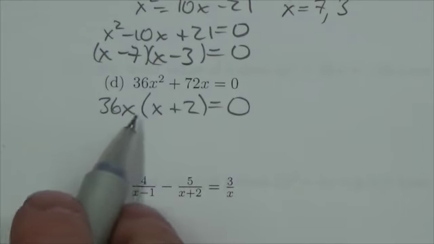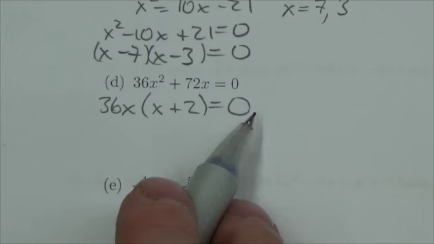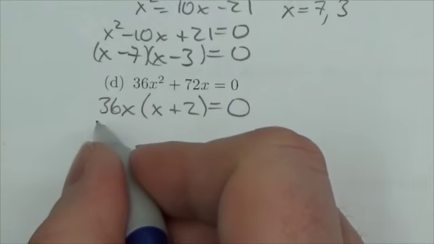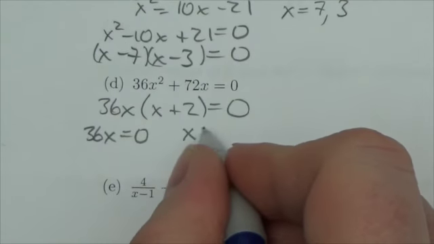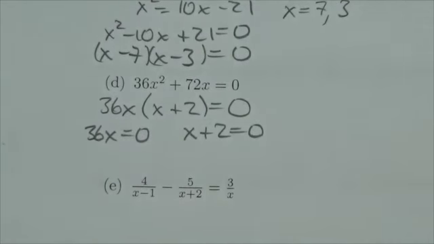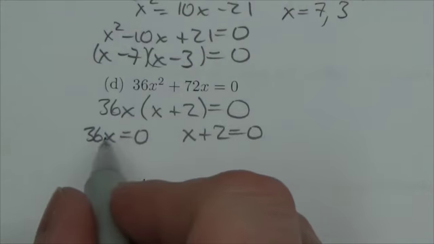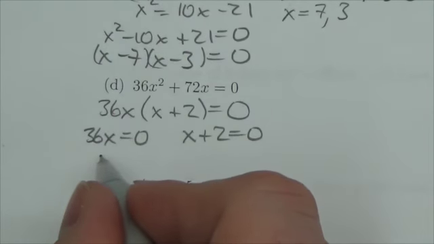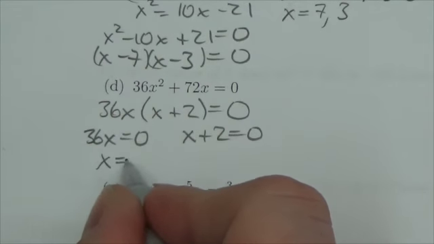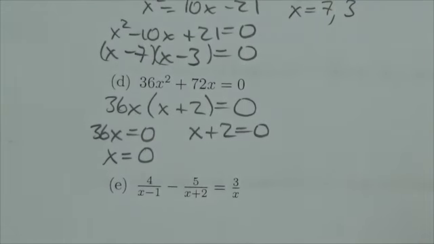Now, these two terms multiplied together are giving me 0. Now, the only way that can happen is if one of these factors is equivalent to 0. It doesn't matter which one is equal to 0. As long as one of them is equal to 0, then the product here will be 0. So either 36x equals 0, in which case if I divide both sides by 36, I get that x is 0.